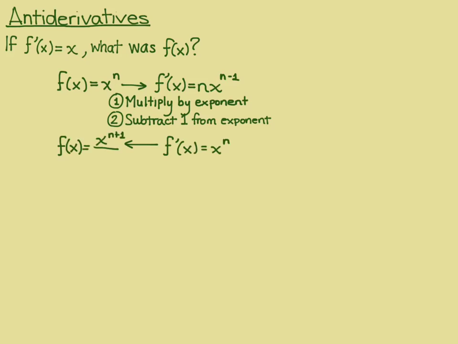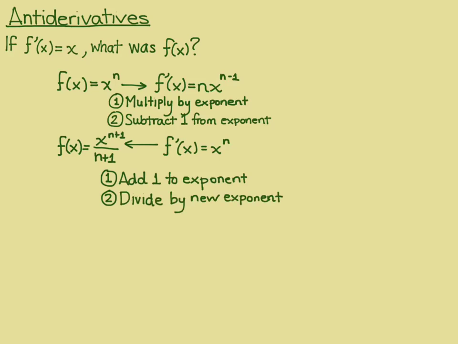So if we want to go backwards, starting with f prime of x equals x to the n, we're going to reverse this process. Instead of subtracting 1 from the exponent as our second step, our first step will be adding 1 to the exponent. And instead of multiplying by the exponent as our first step, our second step will be divide by the new exponent. So notice that we're just reversing the steps that we did in the power rule, and we're doing the opposite operation. So subtraction becomes addition, and multiplication becomes division.